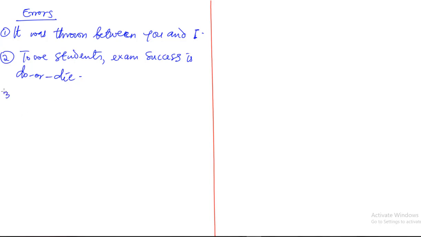Another example is, on behalf of myself and my family. On behalf of myself and family. You now use the word I, continue the sentence. These are some errors we make.